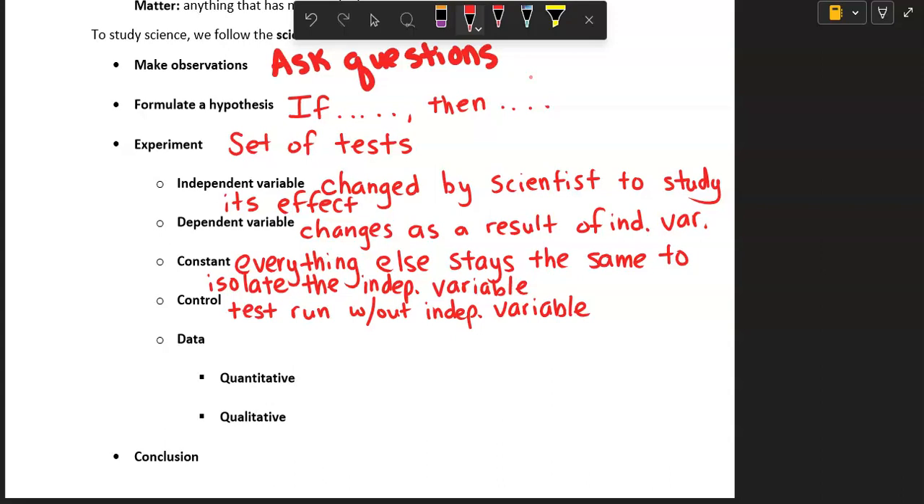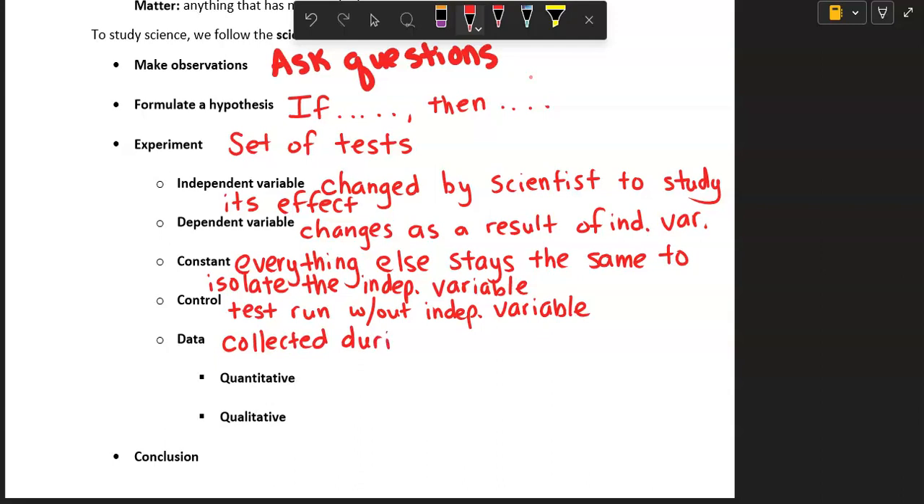Okay? So as you're running these tests, you're going to be collecting data. And data is important because that's what's going to tell you whether your hypothesis is being supported or not. So your data are your measurements. Okay, it's collected during your experiment.